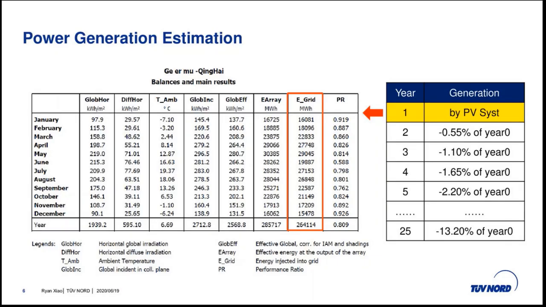Then, as you can see from the left part, these are the simulation results from January to December on a monthly basis for the energy generation. And then in total, it's a year's generation. Then we use the degradation rate of Jinko's Tiger Pro as a benchmark, 0.55% each year, to do the simulation.